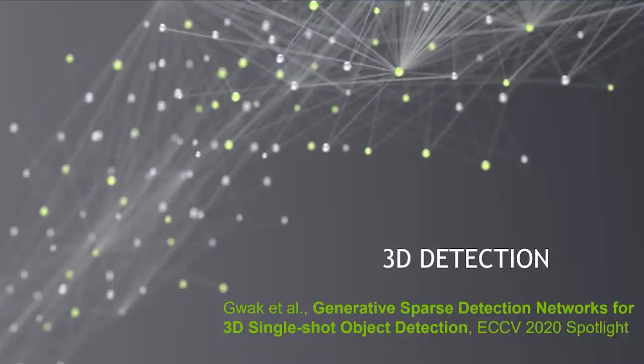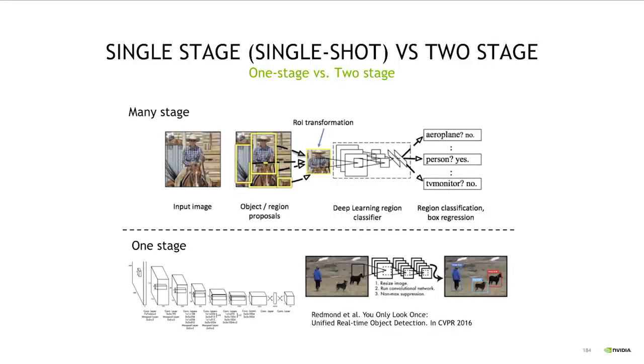The last topic that I will cover is 3D detection. Specifically, we're going to cover Generative Sparse Detection Networks for 3D single-shot object detection. Before we proceed, let's briefly cover 2 main branches of detection methods. The first major branch of 2D object detectors is the many-stage model, such as RCNN, where an algorithm generates a set of region proposals, which are then fed into the later stage for classification, bounding box regression, etc. In contrast, a one-stage network generates the bounding boxes directly from the final feature map. In general, the single-stage model tends to be faster and more efficient, but at the cost of detection accuracy.